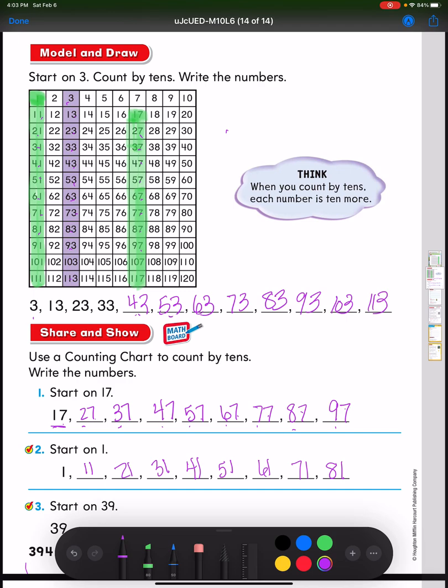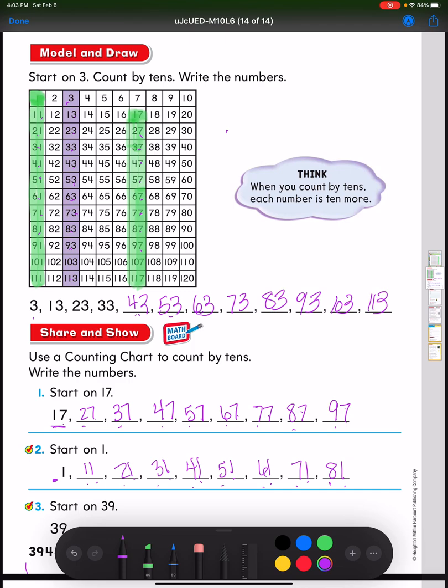Look at my pattern. What number is in my ones place? The number 1. What's happening to my tens place? Well, here I have 0 tens. 1 ten, 2 tens, 3 tens, 4 tens, 5 tens, 6 tens, 7 tens, 8 tens. I'm increasing by 10. 10 more each time.